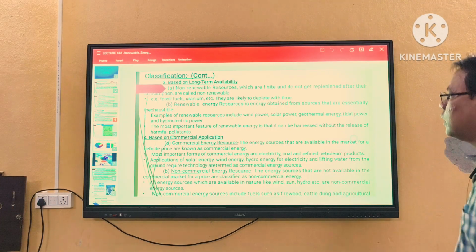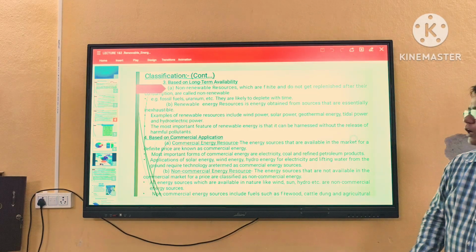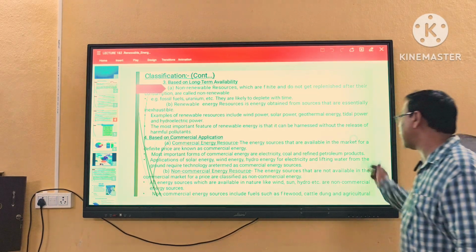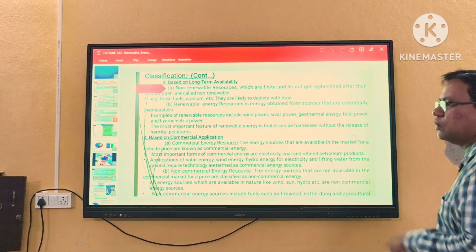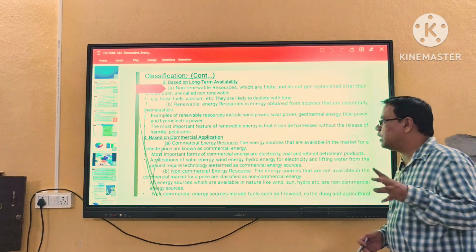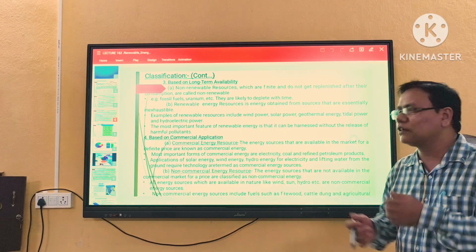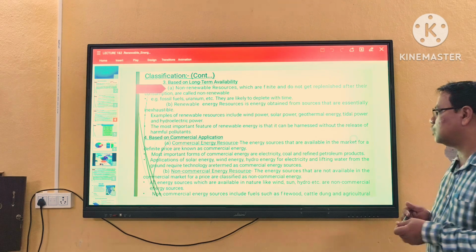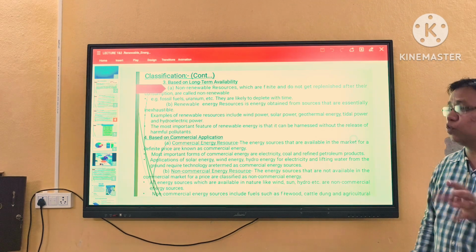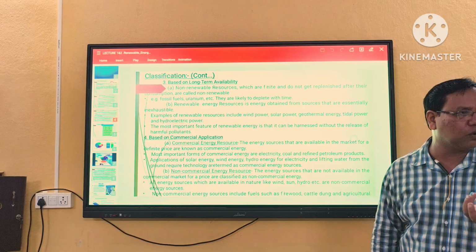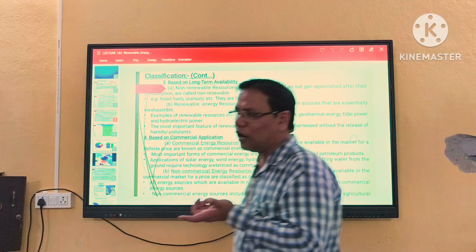But again, based on commercial application, the commercial energy sources are the energy sources that are available in the market at a finite price. That means what we get from the market at a definite price is called commercial energy. The most important commercial energy source is electricity. We get electricity and we have to pay for it, yes or no? That's why we can say electricity is a commercial resource.